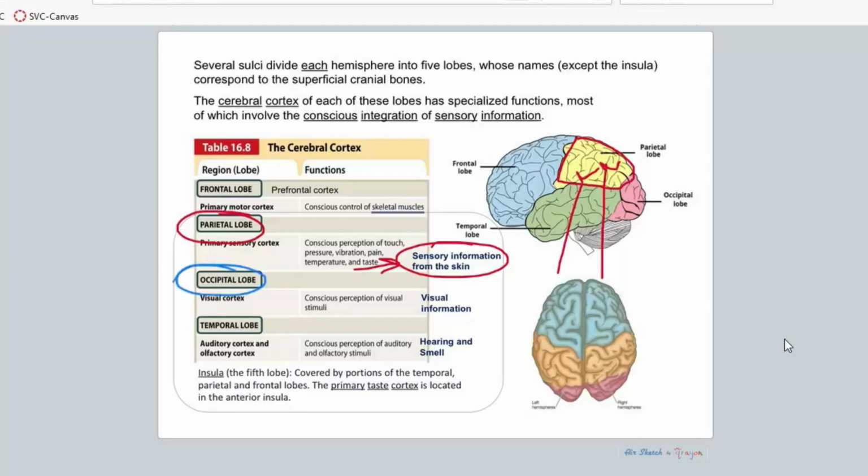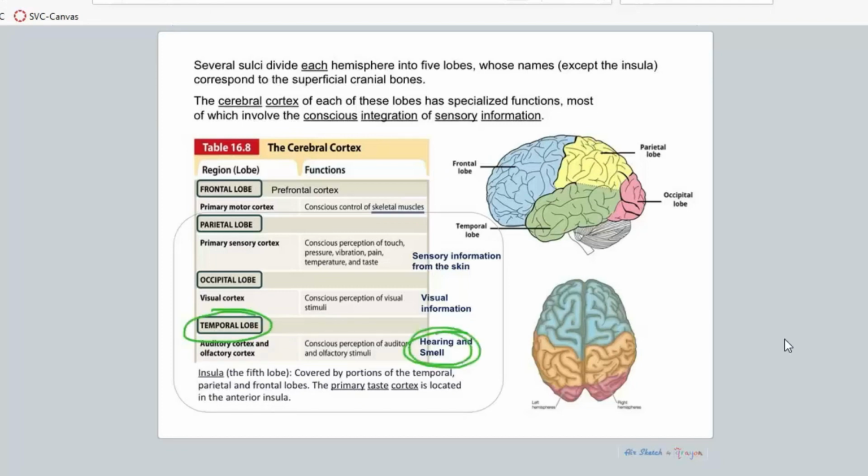The occipital lobe. What type of sensory information is processed in the occipital lobe? This is where visual information is processed. And so information from the eye is going to come back and be processed in the occipital lobe here. What about the temporal lobe? This is where hearing and smell information is going to come. So we hear stuff in our ear, that information goes to the temporal lobe to be processed. We smell stuff, that goes to the temporal lobe to be processed.